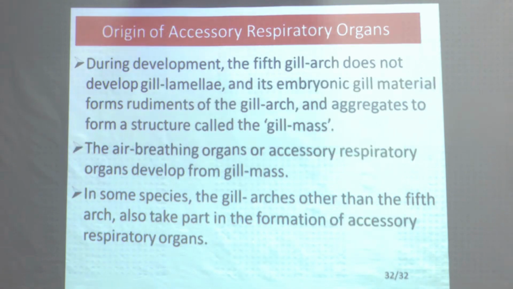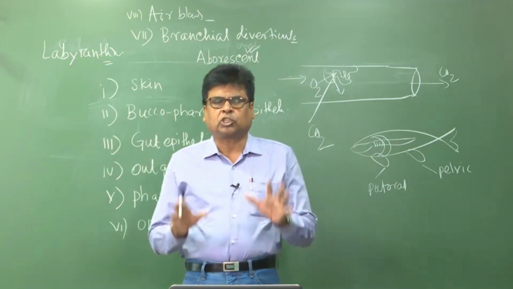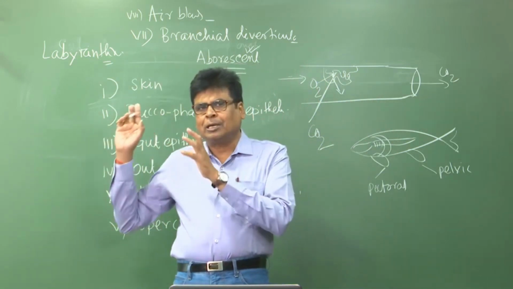Now come to the last point. What is the origin of the accessory respiratory organ? How have they been formed? During development, the fifth gill arch does not develop gill lamella, and its embryonic gill material forms rudiments of the gill arch and aggregates to form one structure known as the gill mass. The air-breathing organs or accessory respiratory organs develop from the gill mass, and in some species gill arches other than the fifth arch also take part in the formation of the accessory respiratory organ. So this is all about the structural aspect of the accessory respiratory organ of fishes.